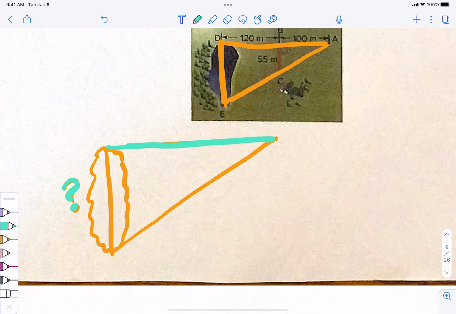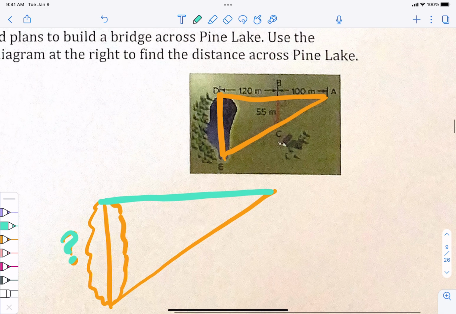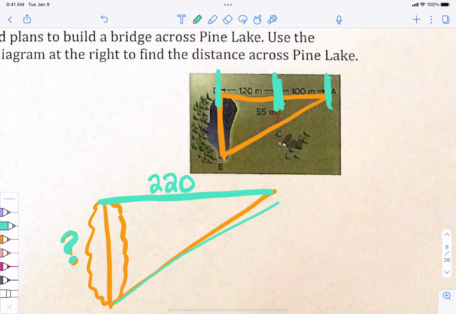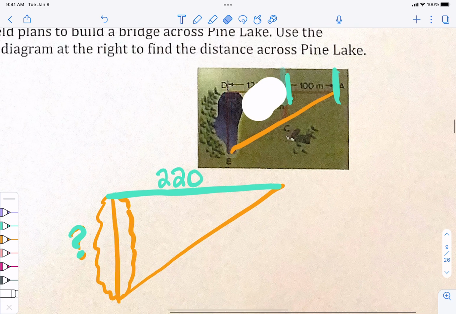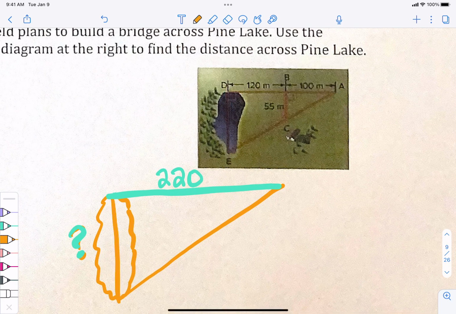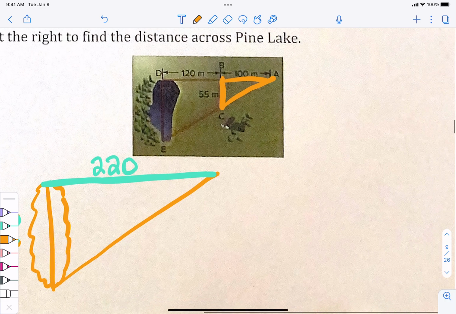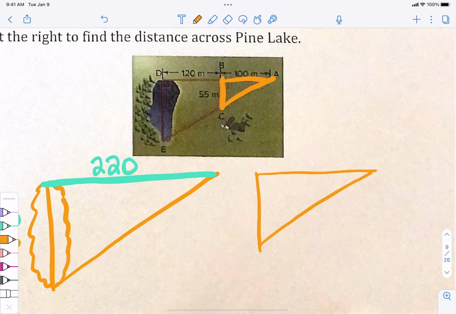Anybody want to take a stab at how long that top side of that triangle is? 220, Remington says. Do you know how you got that? He added 120. From here to here is 120, from here to here is 100, right? Does that make sense? Okay? And then we don't really care about this hypotenuse side. We'll just leave him blank, right? Then we have another triangle going on there. I don't know if you can see him very well, but he is this little guy right here. So we're going to draw him. And he looks something like this, right?